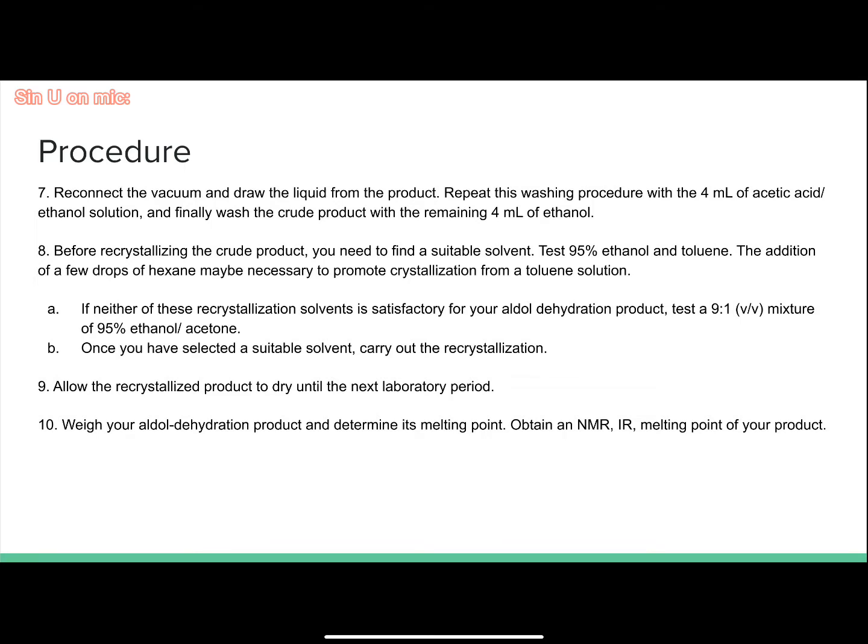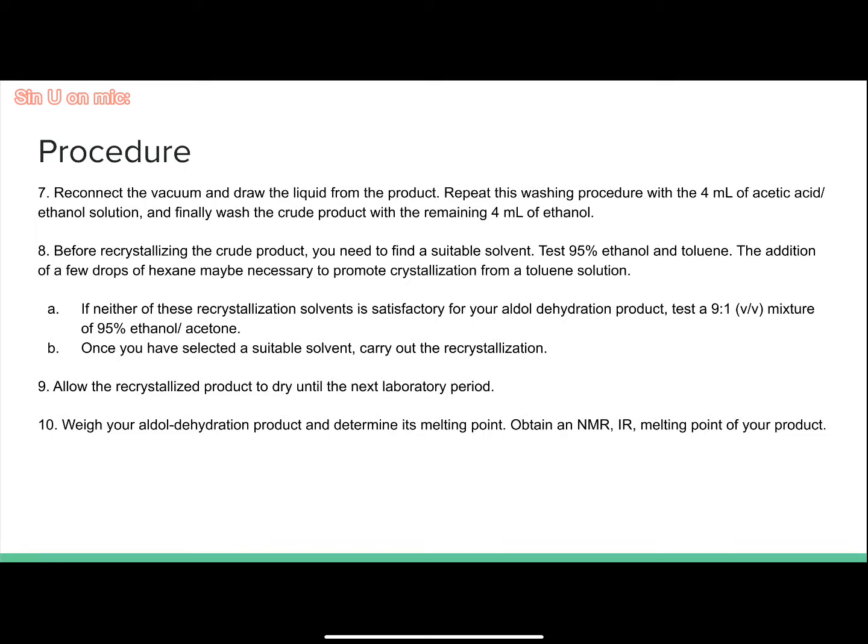Before recrystallizing the crude product, you need to find a suitable solvent. Test 95% ethanol and toluene. The addition of a few drops of hexane may be necessary to promote crystallization from a toluene solution. If neither of these recrystallization solvents is satisfactory for your aldol dehydration product, test a 9-to-1 mixture of 95% ethanol or acetone. Once you have selected a suitable solvent, carry out the recrystallization. Allow the recrystallized product to dry until the next laboratory period.